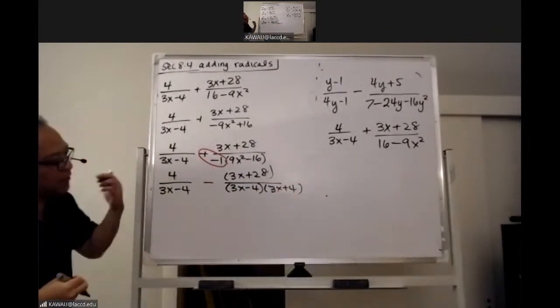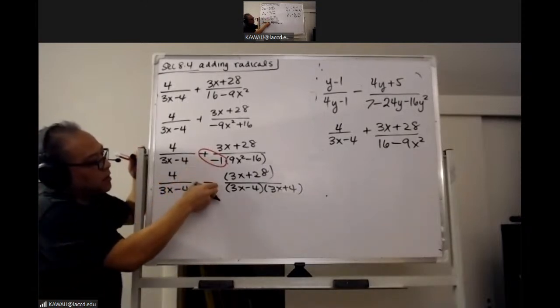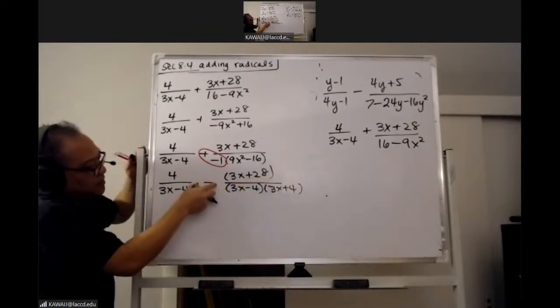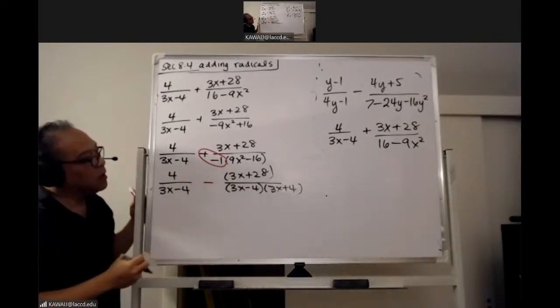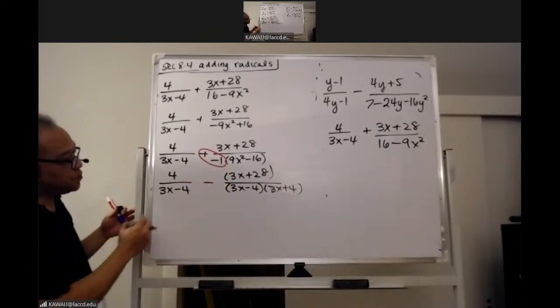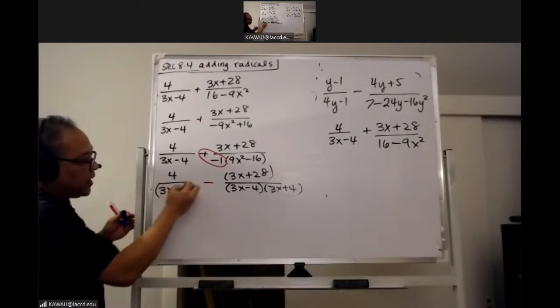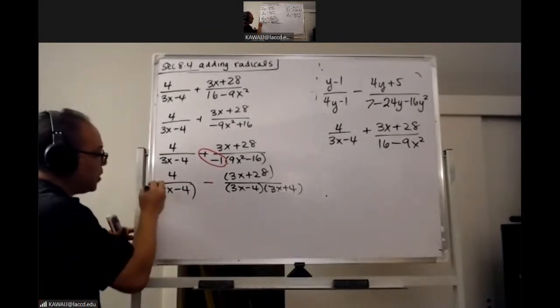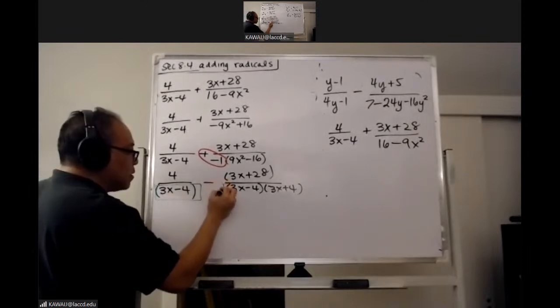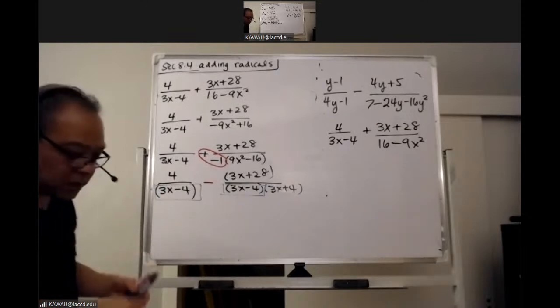Okay, now I did a few things here. I multiplied these together to make sure that this will be negative. And then I put parentheses around here because since this is negative, it's going to distribute on top. Now, what I need to do is get a common denominator. What they have in common is this 3x minus 4. They both have this in common, but I'm missing a 3x plus 4 on this side. So I'm going to add that.